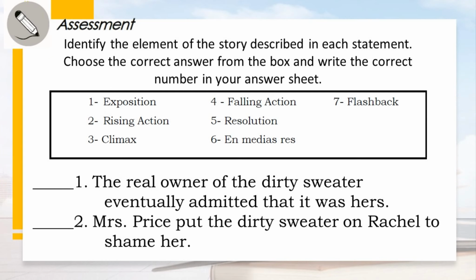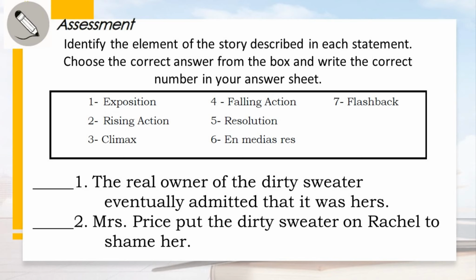Identify the element of the story described in each statement. Choose the correct answer from the box and write the correct number in your answer sheet. 1. Exposition. 2. Rising action. 3. Climax. 4. Falling action. 5. Resolution. 6. En medias res. 7. Flashback. 1. The real owner of the dirty sweater eventually admitted that it was hers.